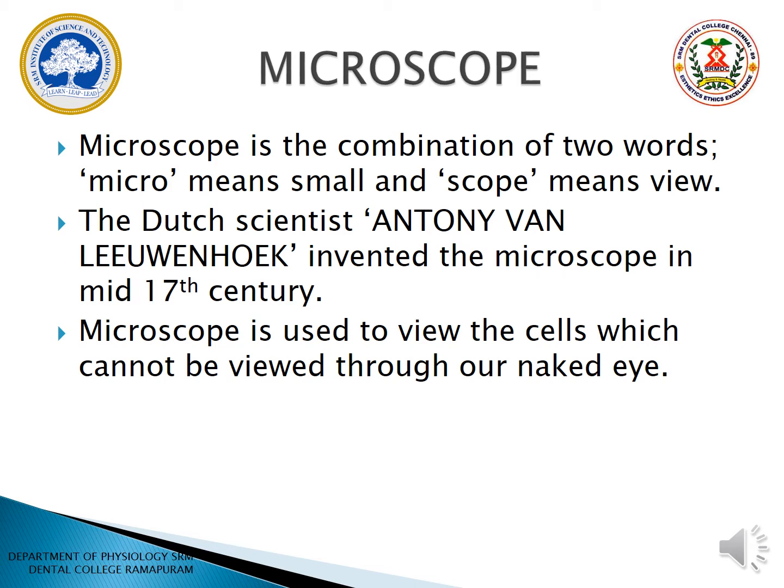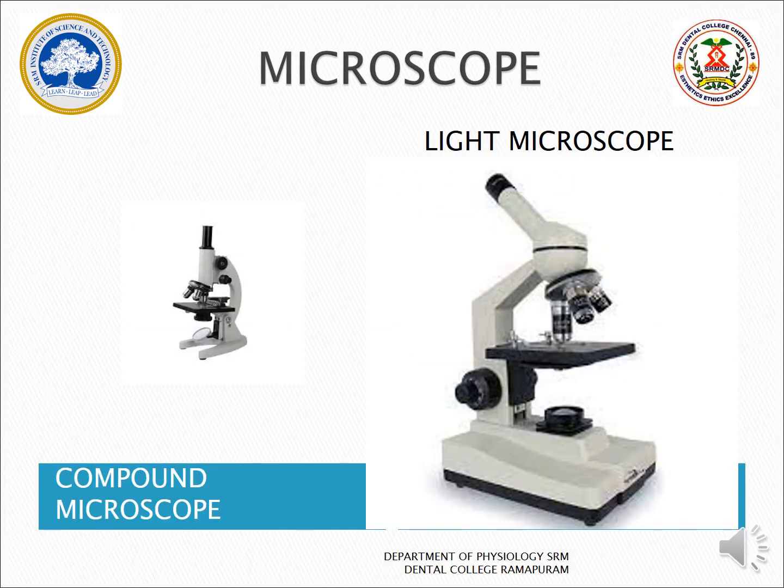This was invented by a Dutch scientist, Antony van Leeuwenhoek, in the 17th century. Before that, many scientists had undergone many inventions related to the microscope. He invented the microscope to study the microcells, the cells which we cannot see with our naked eyes. So we are going to see about a compound microscope.